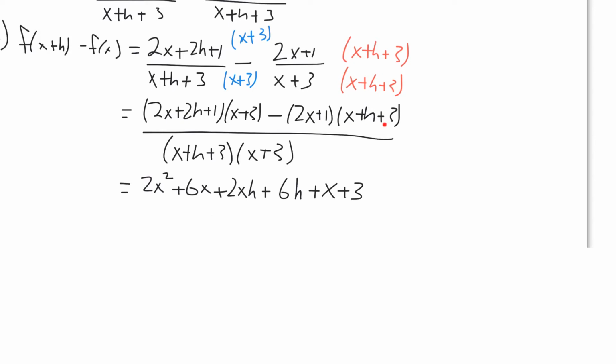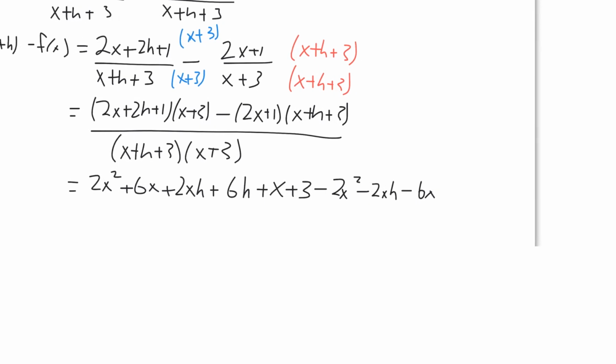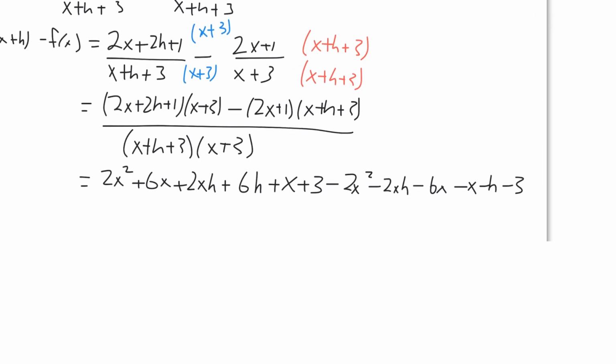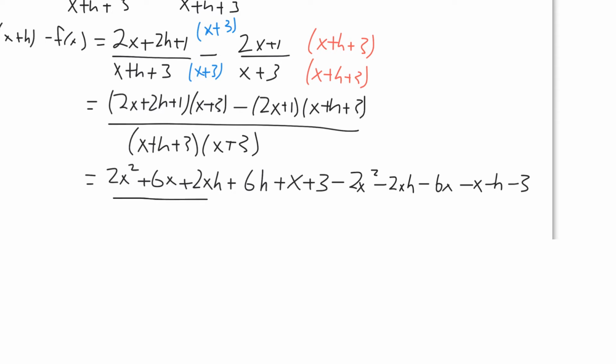Now we have to do the same thing with the second section, and notice there's a negative sign here. So each one of those terms as they come out is going to be negative. So we're going to get negative 2x squared, negative 2xh, negative 6x. And we really have to keep going because now we have to expand in that 1. So negative x, negative h, negative 3. And this is still all over (x+h+3)(x+3). My goodness, there's a lot of terms there.